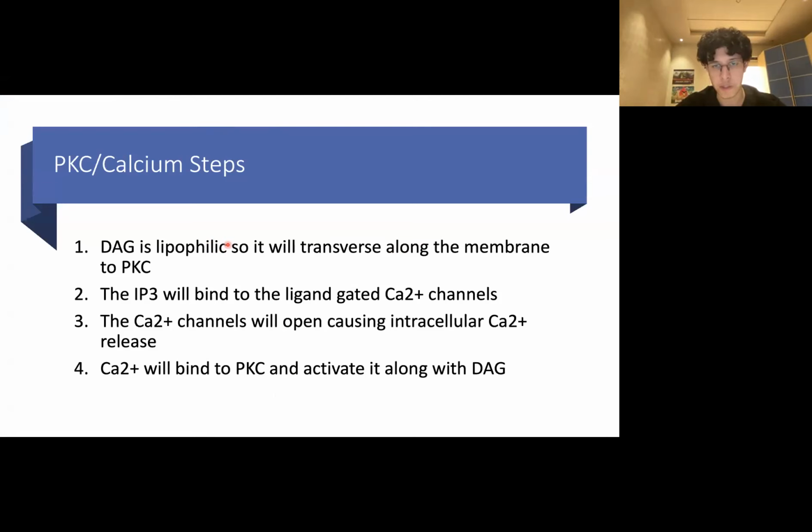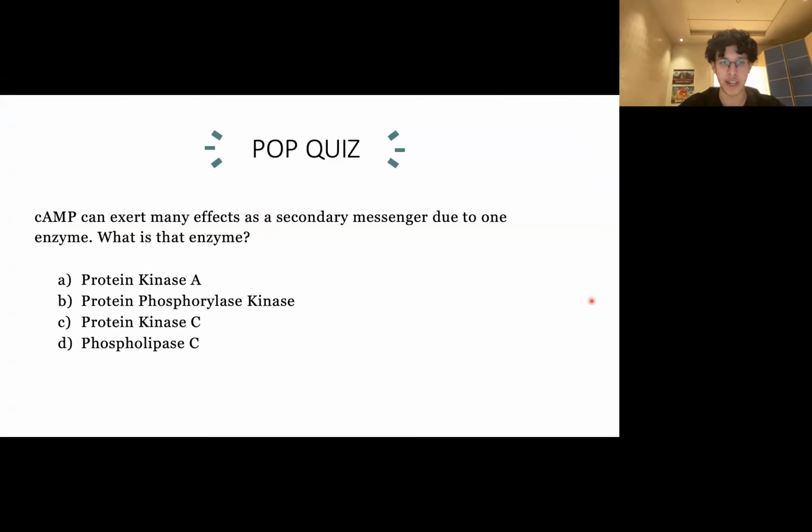No other questions, nice. Okay, well, of course, because I'm me and I have nothing better to do, I have some questions to ask you guys. So, cyclic AMP can exert many effects as a secondary messenger due to what enzyme? What is that enzyme? How can cyclic AMP exert its effects? Please answer in the chat.